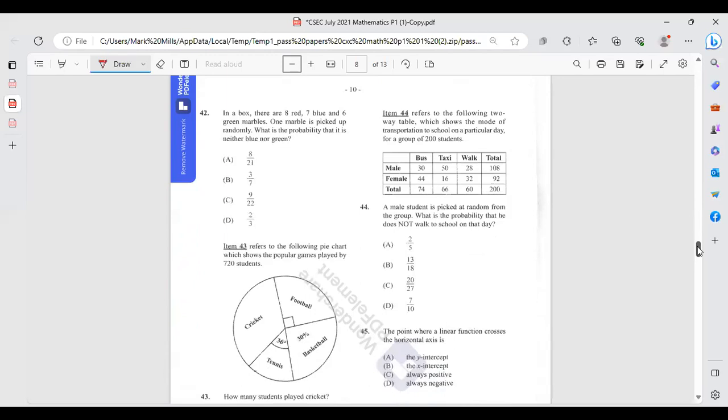Question 42. In a box, there are 8 red, 7 blue, and 6 green marbles. One marble is picked at random. What's the probability that it is neither blue nor green? 8/21, because 8 plus 7 plus 6 gives you 21, and 7 is blue and 6 is green, so it'd be 8/21. Everybody understand that? So we get 8/21.